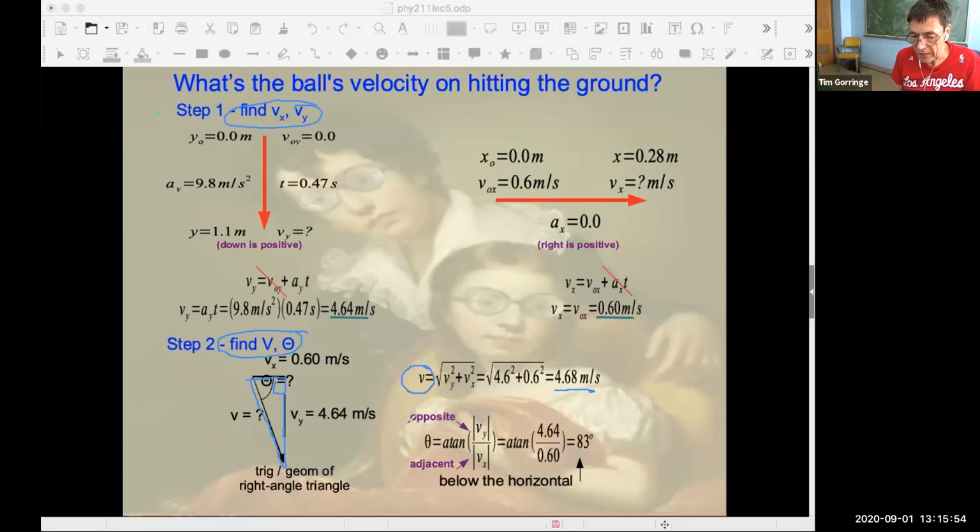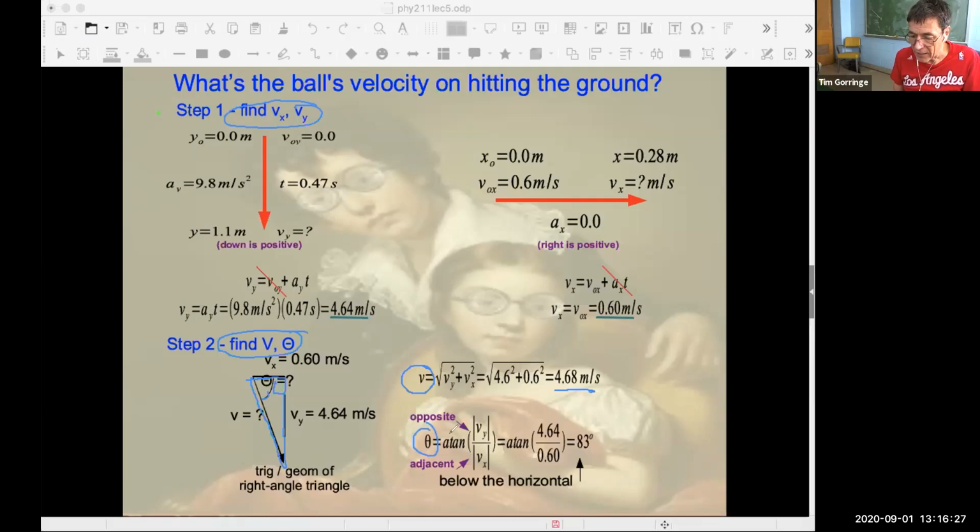And then if we want the direction, I'm going to work out the direction below the horizontal. It's a matter of finding this angle theta. For this angle theta, the horizontal velocity is the adjacent to the angle. The vertical velocity is the opposite to the angle. So if I want theta, it's going to be inverse tangent or arctangent. If you're old, you use arctangent. If you're young, you use inverse tangent.